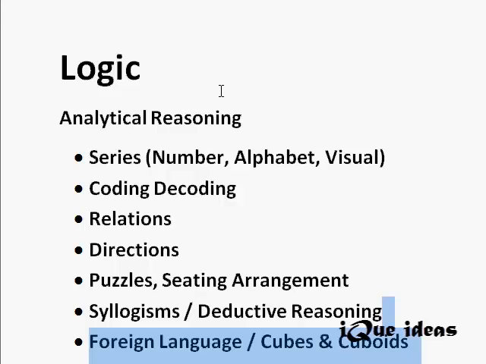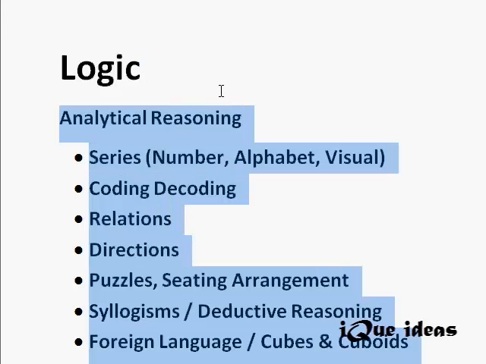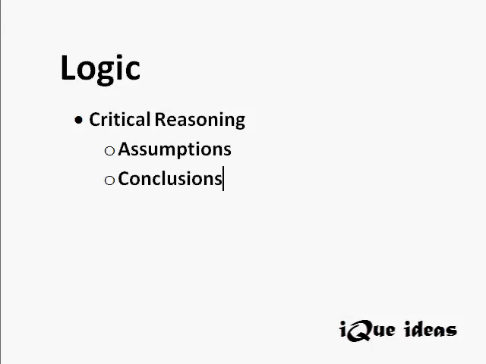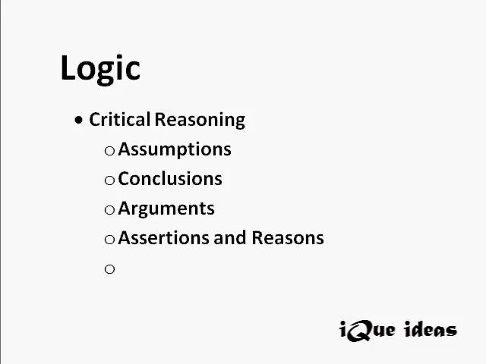So that is as far as analytical reasoning is concerned. There is another type of reasoning which is critical reasoning, and in this you could have questions based on assumptions, questions in which you have to find the conclusion, then questions in which you have to identify whether the given arguments are strong or weak. There could be questions based on assertions and reasons. There could be questions based on cause and effect.